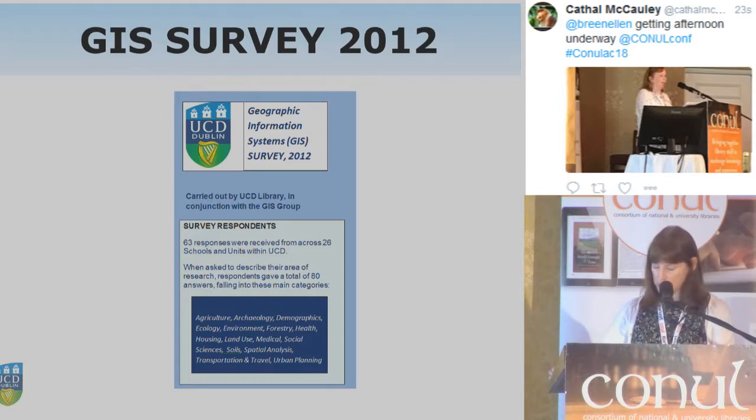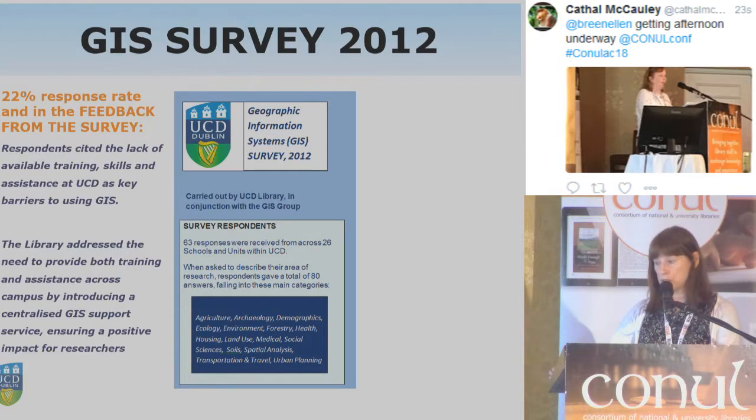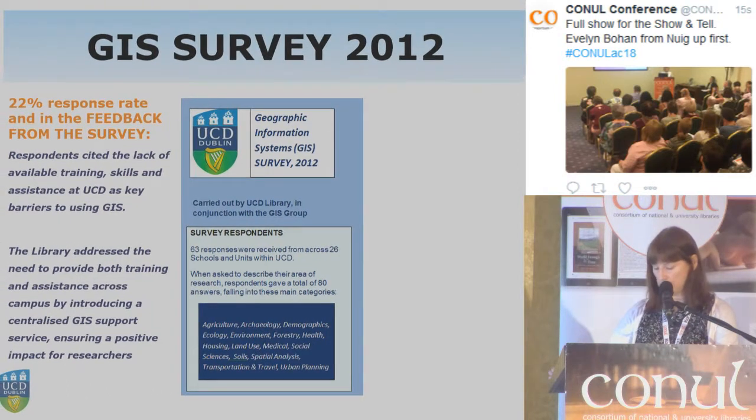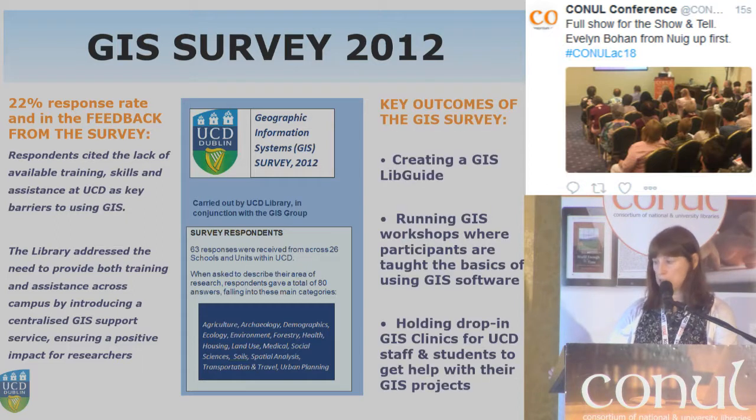And what we wanted to do when we started off was to run a survey to find out about existing issues and problems in relation to accessing GIS in UCD and to gather ideas for possible future directions regarding service development. And what we found was a lack of awareness of how GIS can enhance research, difficulties discovering and accessing relevant GIS datasets, lack of skills around GIS, and lack of availability of assistance. And so from this survey, we created a few outcomes.